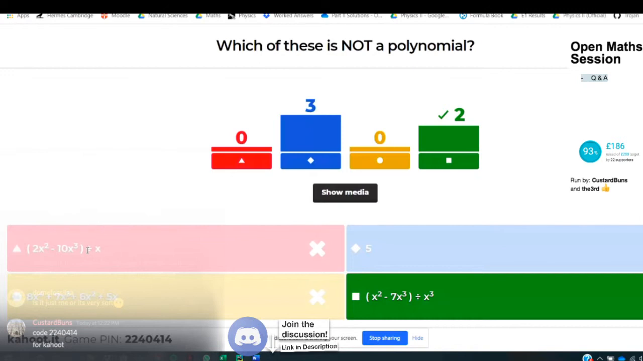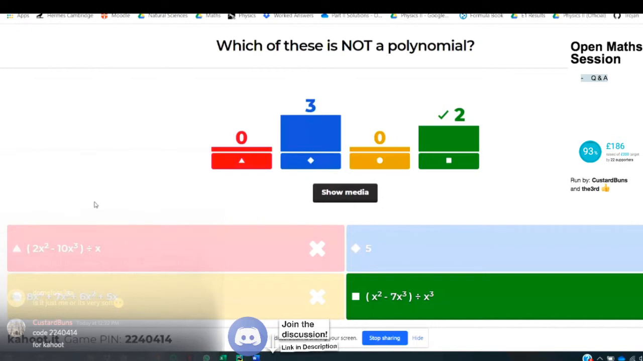The reason that the fourth option isn't a polynomial, whereas the first option is, is because once you divide x squared minus 7x cubed by x cubed, you get 1 over x minus 7. See, the minus 7 bit is completely fine. That would be indeed a polynomial if it was just minus 7. But because we get x squared divided by x cubed to get x to the power of minus 1, that power isn't positive and whole. And as a result, the fourth option isn't a polynomial.